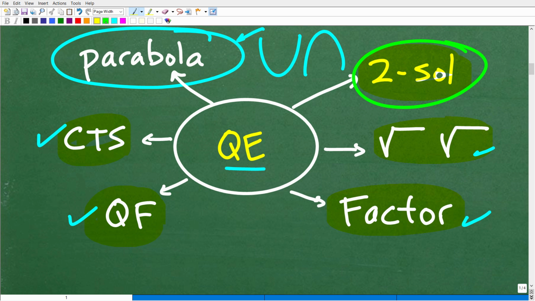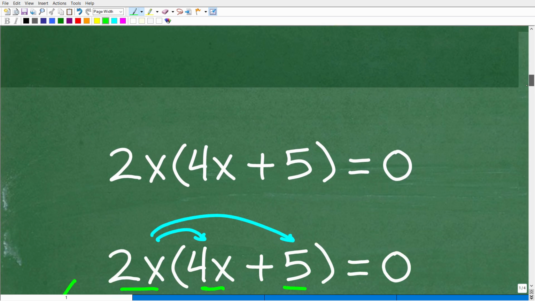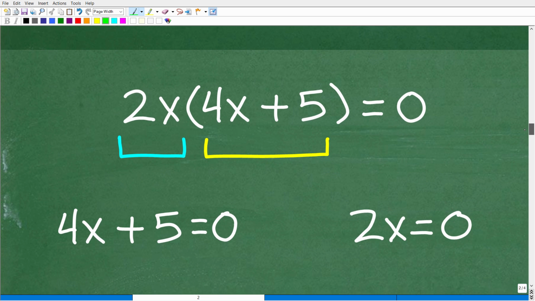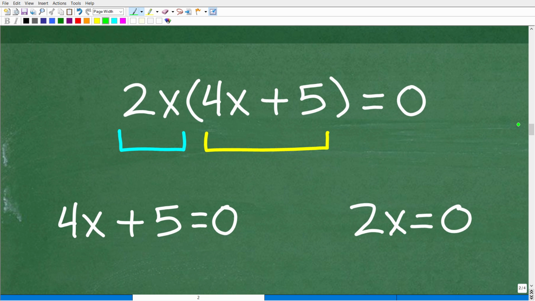Now let's go way back up here to our different methods. And we always want to try to factor a quadratic equation, because if we can factor a quadratic equation, we can use this technique called the zero product property. Now, this particular quadratic equation is already factored. That's why when you have things that are factored, you don't want to multiply them together.